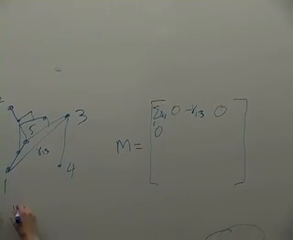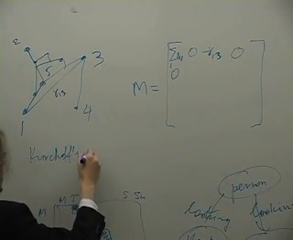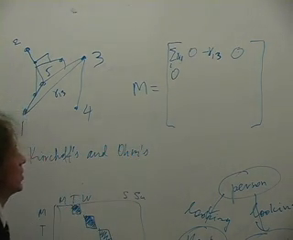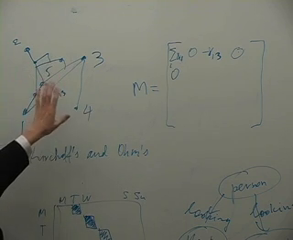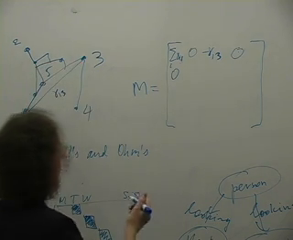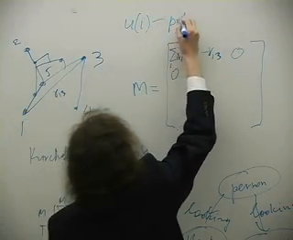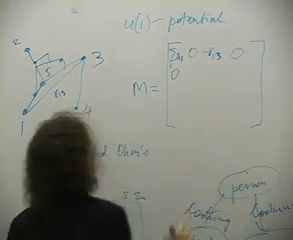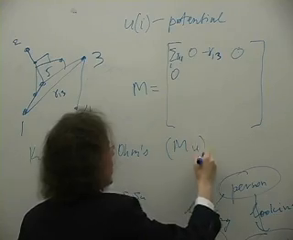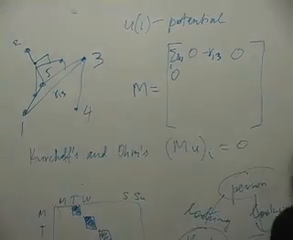Kirchhoff's and Ohm's law can be written very efficiently in this case. Suppose we put a certain potential at the boundary, then the potential inside, let's call it vector U, with U sub i the potential. Then the fact that Kirchhoff's law is satisfied at node i can be written as the i-th coordinate of the Laplace matrix times U equal to 0. The continuous analog here is the following.